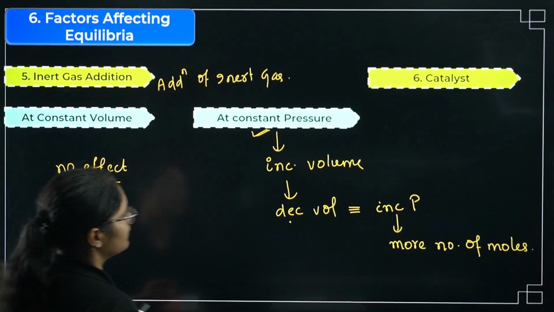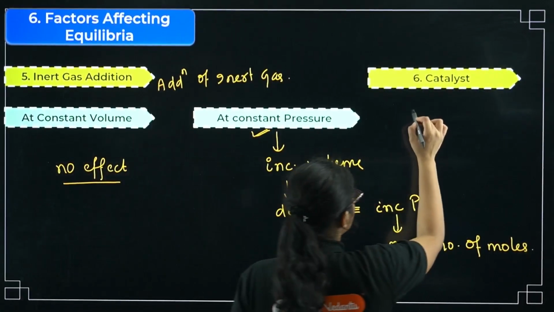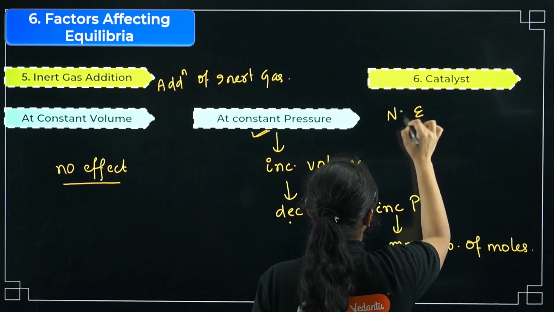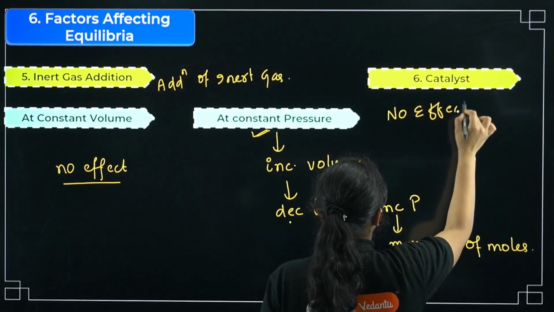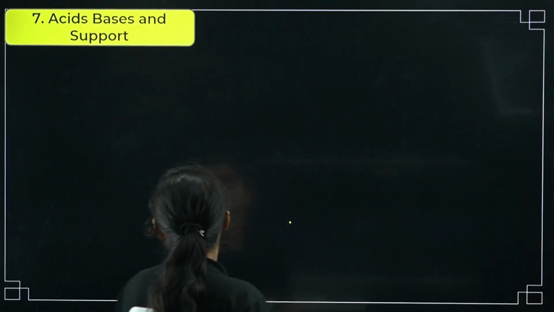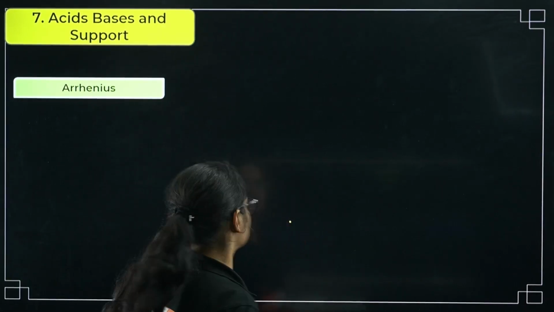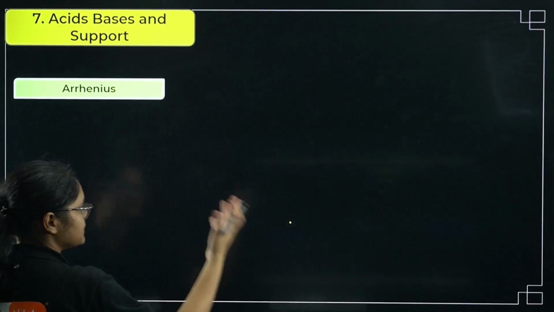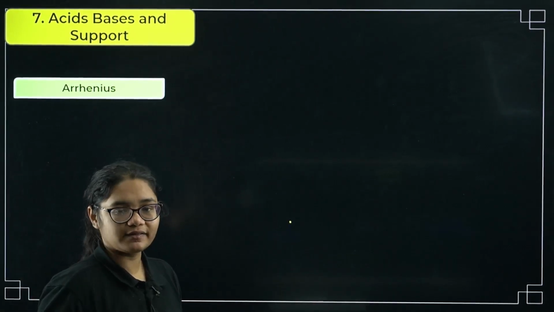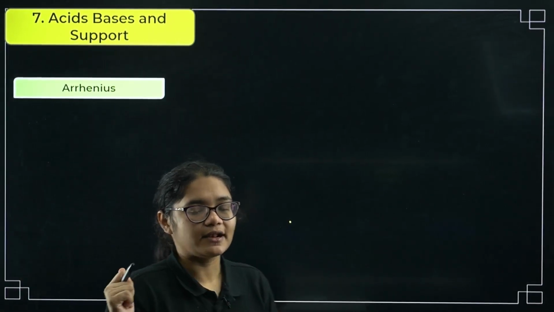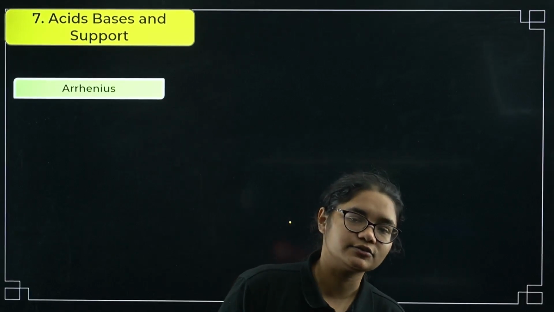Next we have catalyst, and for the catalyst also there is no effect. Fine. Next we will discuss acids, bases and salts briefly. We have three different theories. One is the Arrhenius theory, another is the Bronsted theory, another is the Lewis theory.